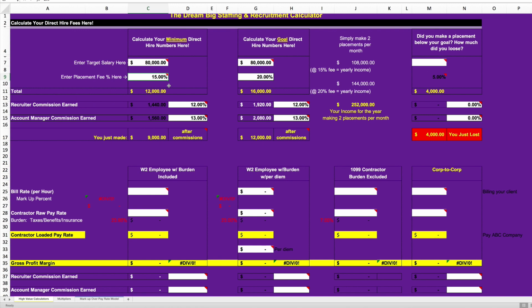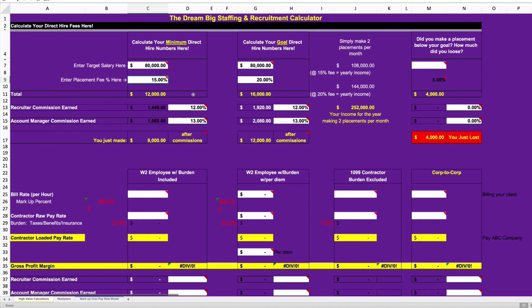This is direct hire and how you calculate your direct hire fees using the infamous calculator. And you can get a copy of this calculator at recruitmentstore.com.